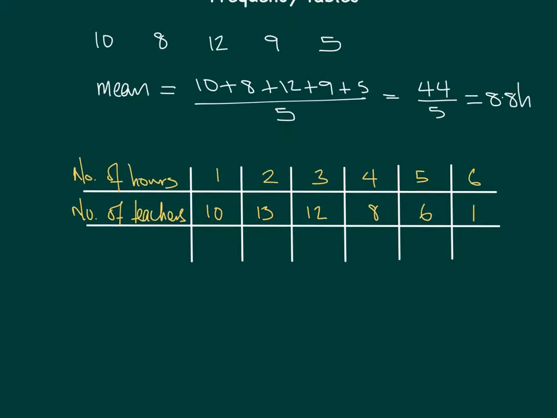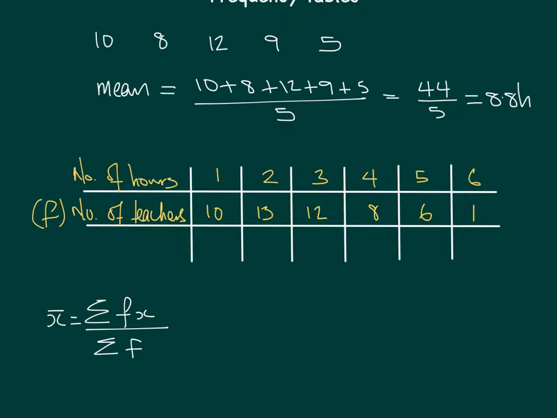Well, the mean, let me just call that the mean x bar, is equal to the sum of fx over the sum of f. F is my frequency. This is my f here, the number of teachers. So I've got 10 teachers who did 1 hour, 13 teachers who did 2 hours, and so on. And this means sum. It means I need to add them all up.